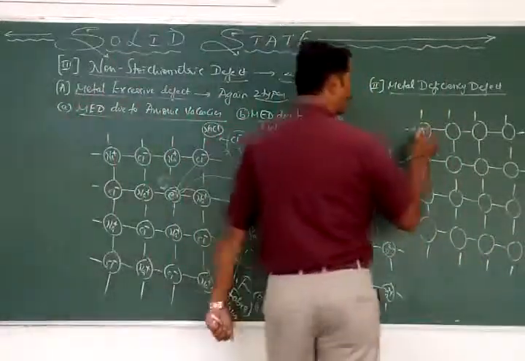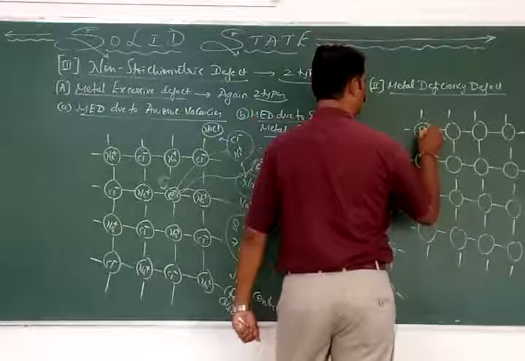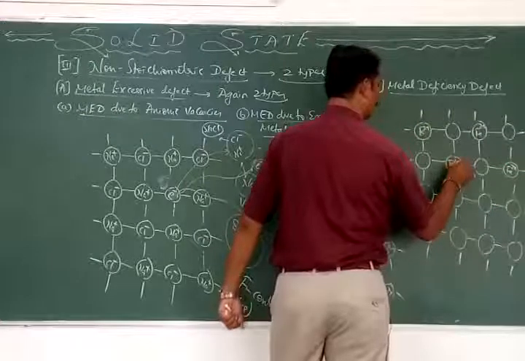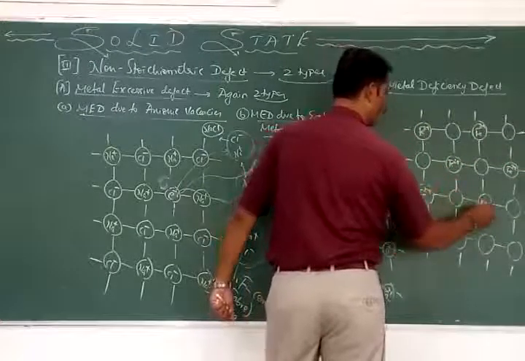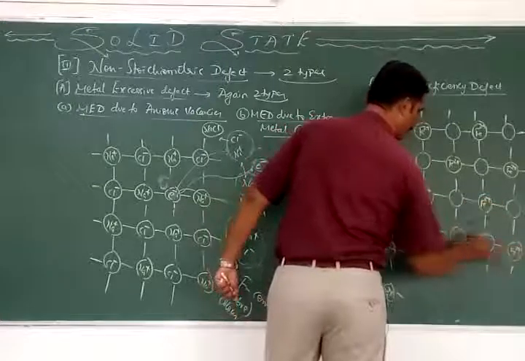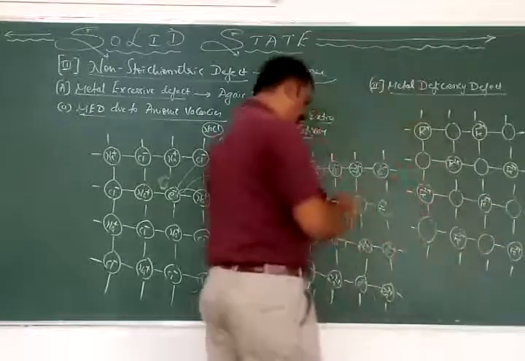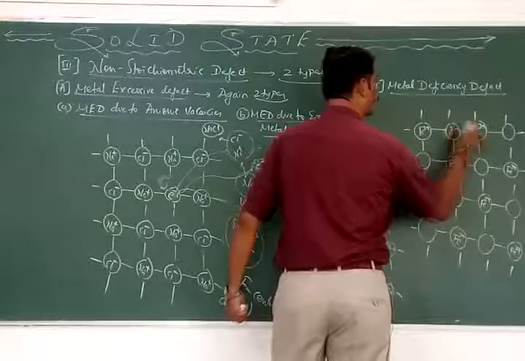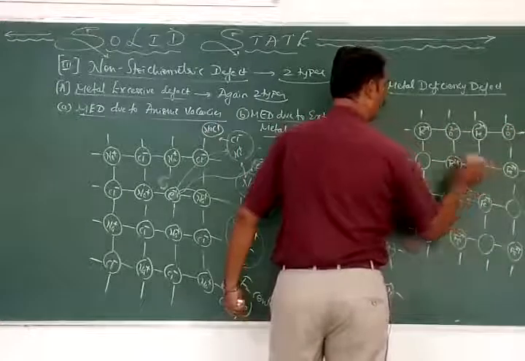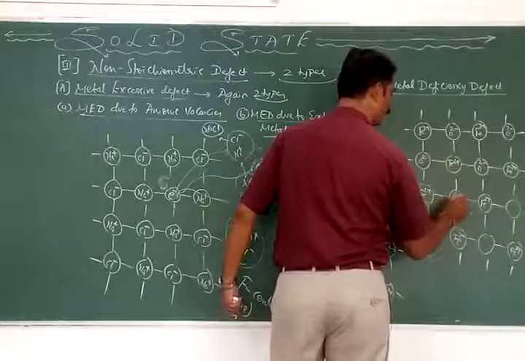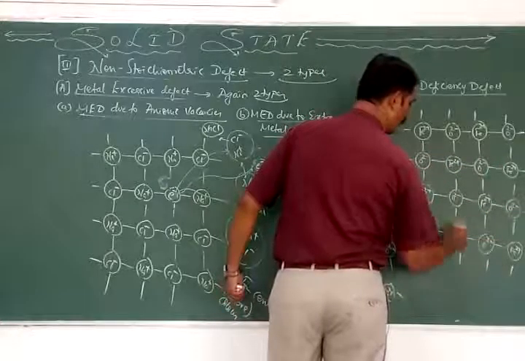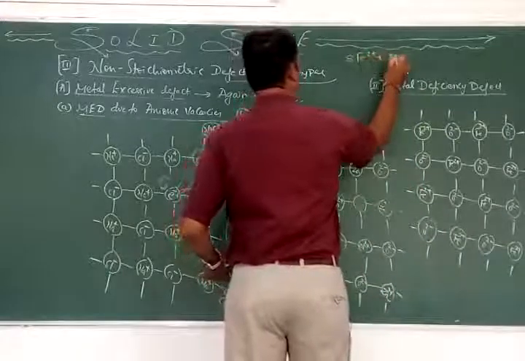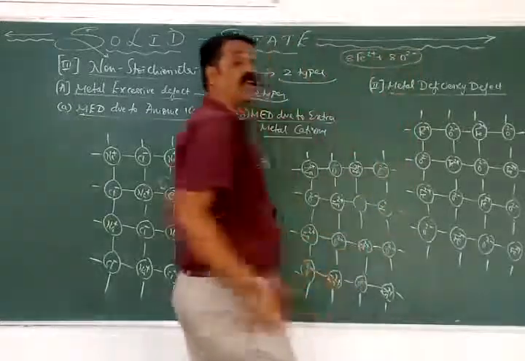First we will take Fe2+. I will just write Fe2+, Fe2+, Fe2+, and so on: ferrous ions here. Now we have O2-, O2-, O2-, and so on. So here initially we have 8 Fe2+ and 8 O2-. Perfect or imperfect here? Perfect.